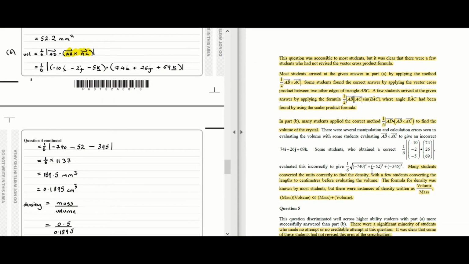And the final thing to mention is that many students converted the units correctly to find the density, with a few students converting the length to centimeters before evaluating the volume. The formula for density was known by most students, but there were instances of density written as volume over mass, mass times volume, or mass plus volume. This formula is nothing more than you'll meet at GCSEs, so please do be careful.